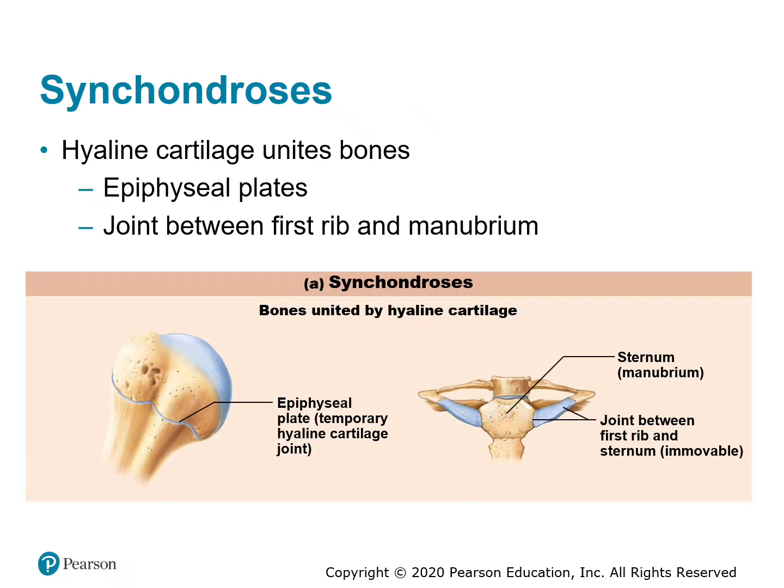Okay. Like I said, in synchondroses, hyaline cartilage is what makes that joint. You're going to find these in places like the epiphyseal plate, also known as the growth plate, and in the joints between your first rib and your sternum. Okay.